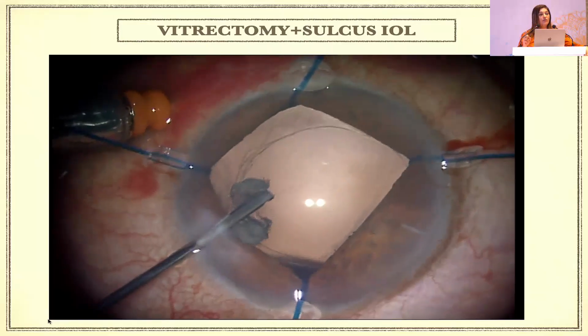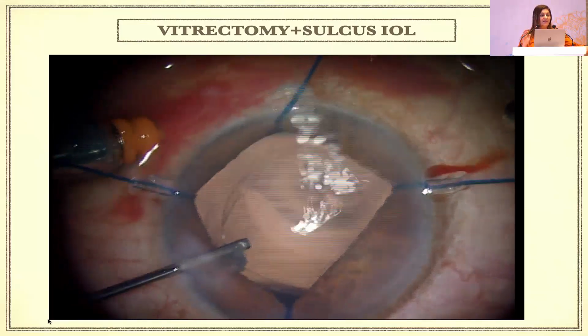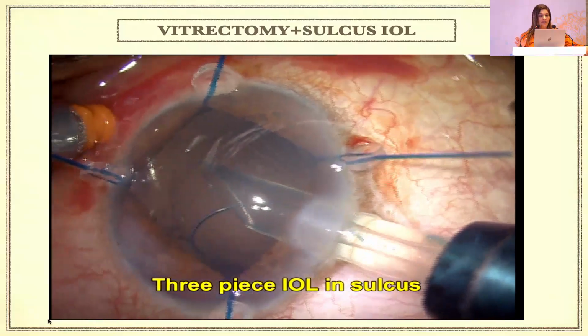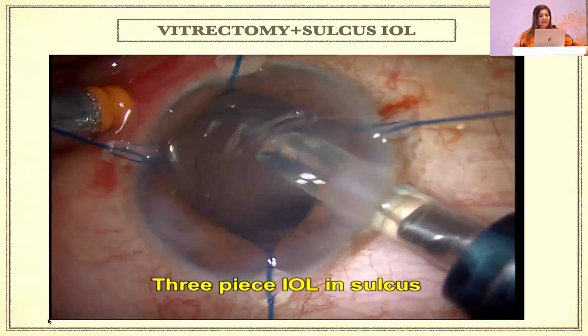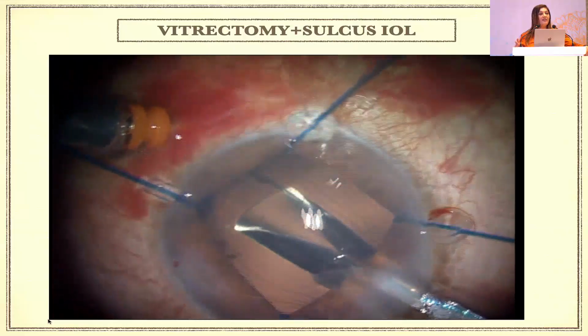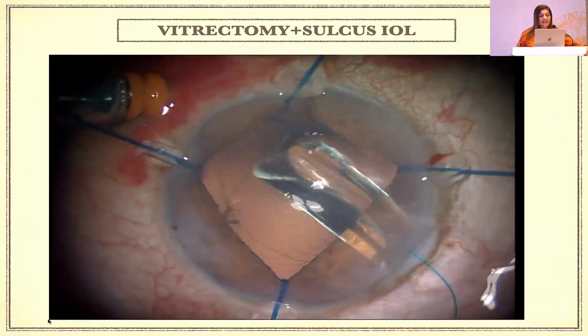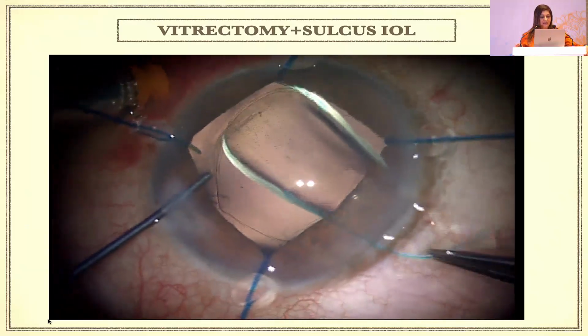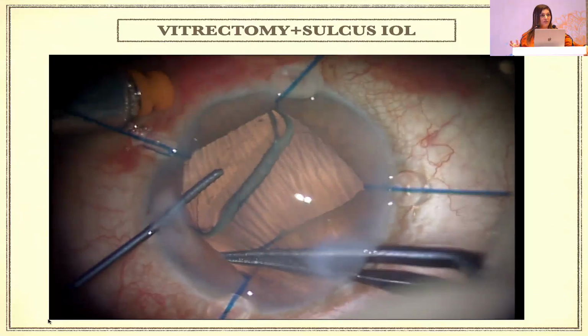The cutting rate should always be higher, the max level that your machine has, and lower down the vacuum level so that you are very safe. The second most important thing is to take up a 3-piece intraocular lens in these cases. The ideal thing is to take a 3-piece lens, you can place it in the sulcus, and you can also do an optic capture in these cases.